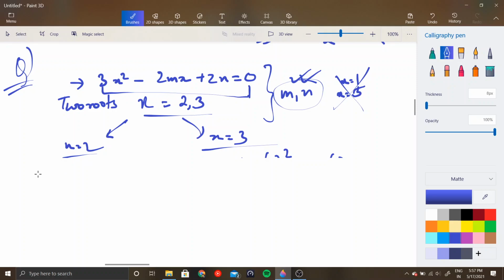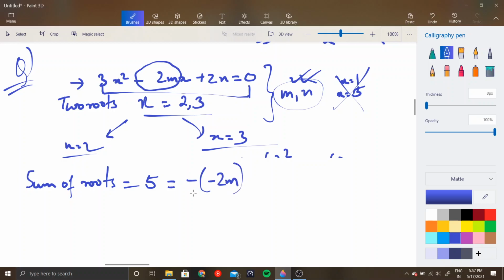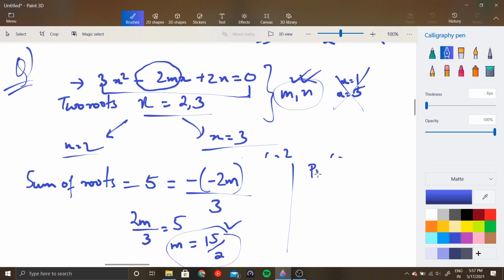So what is minus b by a? The sum of roots here is 2 plus 3, it's 5, right? 5 is equal to minus b by a, where b is minus 2m and a is 3. Correct? So 2m by 3 is basically 5, so m is 15 by 2. You found m, right? And the product of roots, 2 into 3 is 6, right? That is basically equal to c by a. So what's c here? This is 2n by 3.